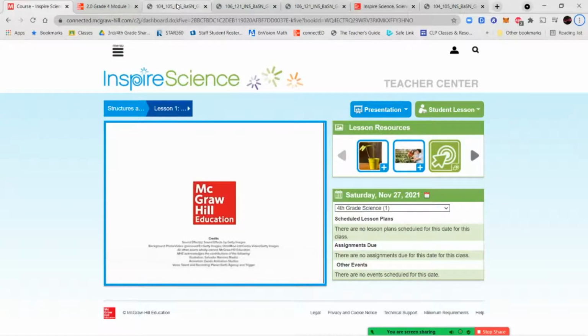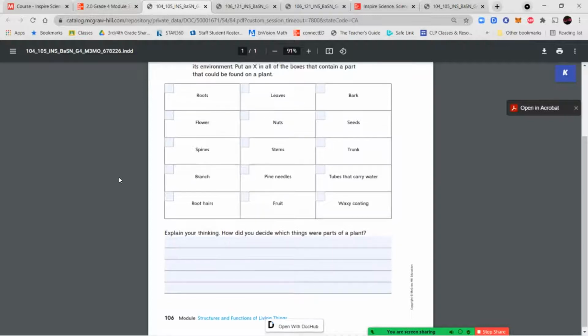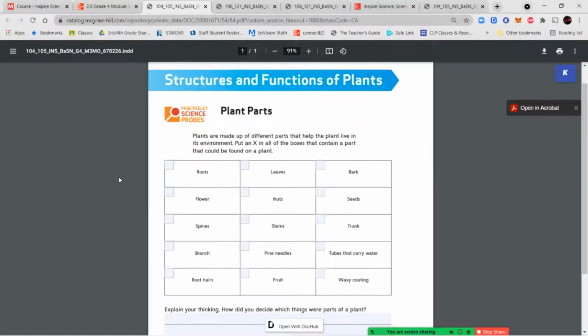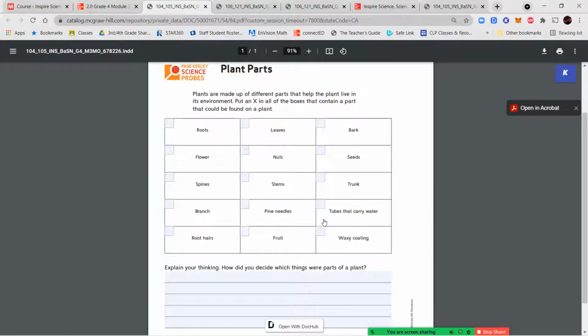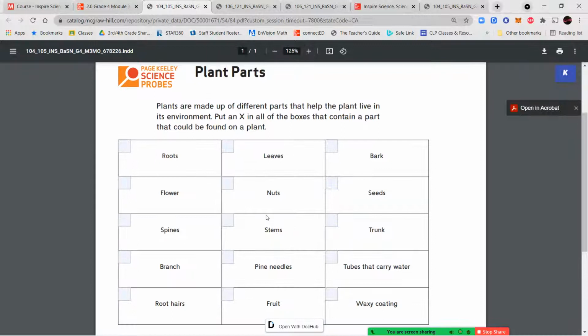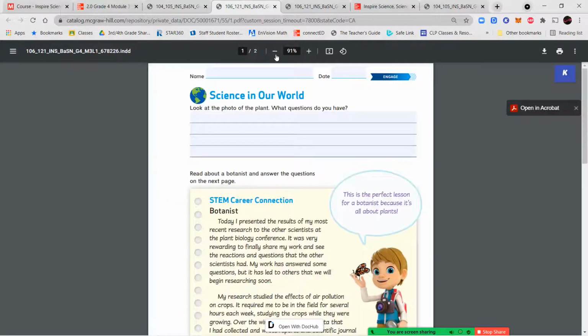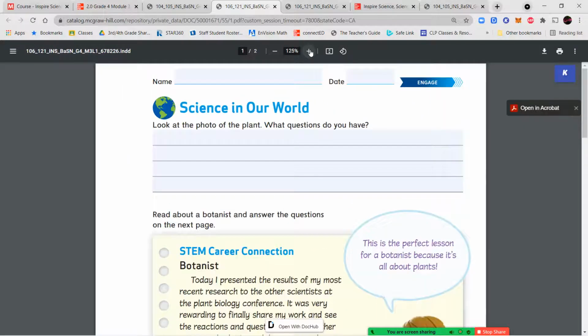All right, let's go ahead and jump into our first pages. So you're going to take a look at page 106. Now, it says plants are made up of different parts that help the plant live in its environment. Put an X on all of the boxes that contain a part that could be found on a plant. So put little X's in any of these boxes that are plant parts, and then explain your thinking down at the bottom. Once you've completed that, we're going to go ahead and take a look at our next page.